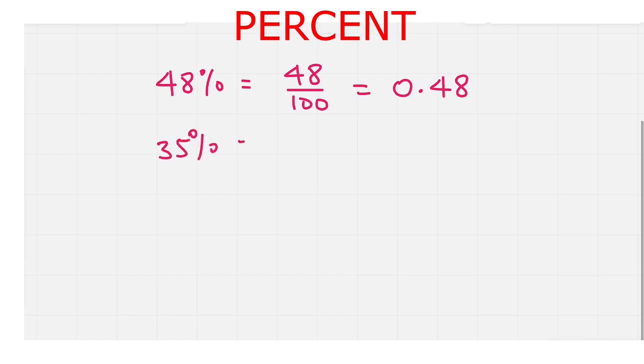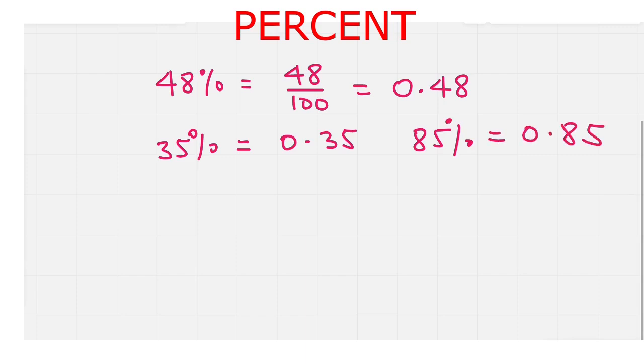Now we learn the decimal representation of percent. 48% is equal to 48 upon 100. This is also equal to 0.48. Thus, by shifting the decimal towards the left from the right by 2 places, we can convert percentage into decimal. 35% is equal to 0.35. We have shifted the decimal from right to left by 2 digits. 85% is equal to 0.85.